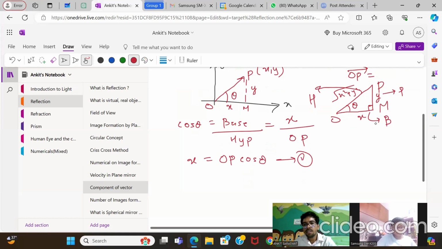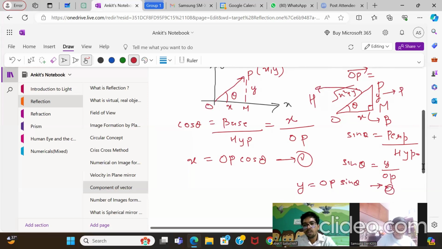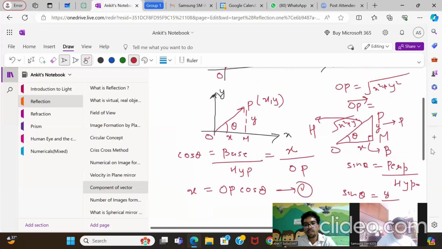Clear? In a similar way, can you tell me what is y? Apply sin theta. Sin theta is what? Perpendicular by hypotenuse. I have already explained these topics. Then what is perpendicular? PM is y. Hypotenuse is OP. Then how much is y? OP sin theta, equation 2. So just now we calculated what is x and what is y.